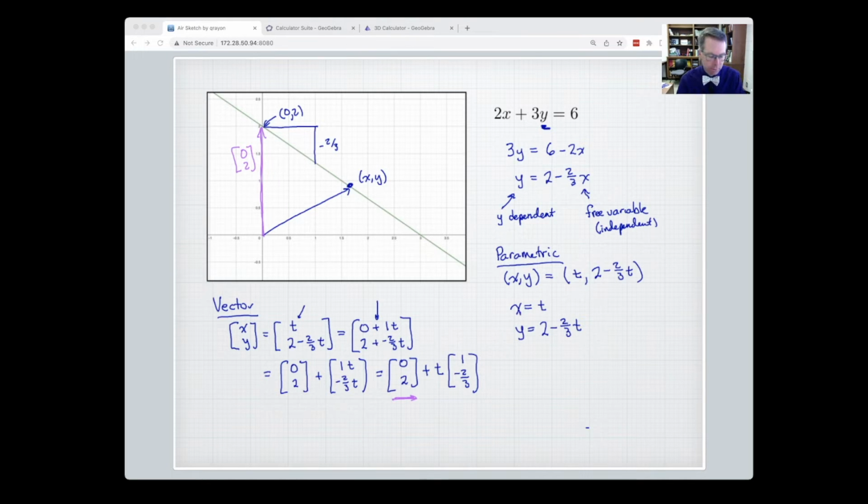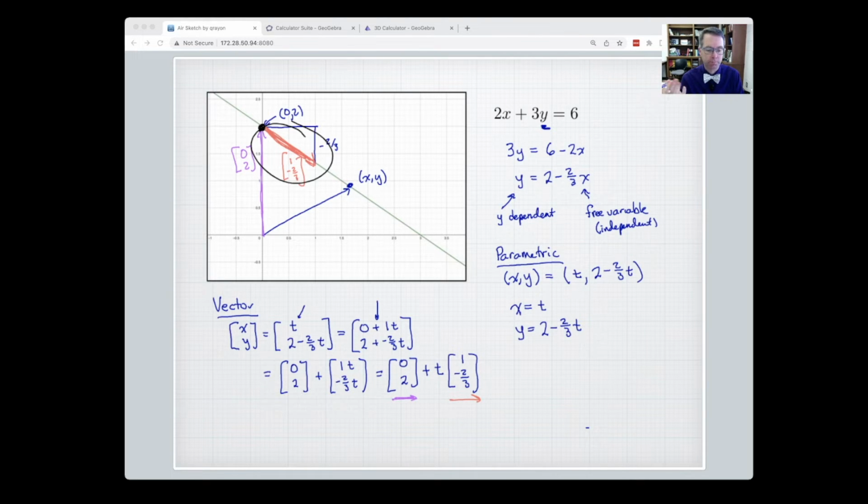Now, the second vector, 1, negative 2/3, is capturing the idea of the slope. Okay, so it's a direction vector. I go over 1, that's the horizontal displacement, and down negative 2/3. And so that's actually literally the slope vector. Okay, and the t just says I'm multiplying that direction by various values. So different values of t will put me at different points along that line.